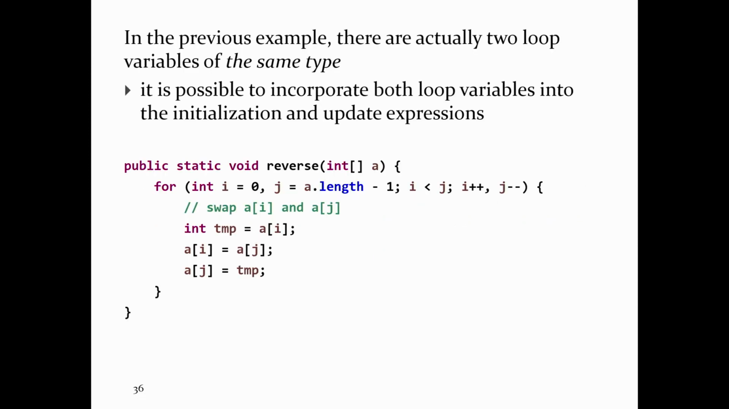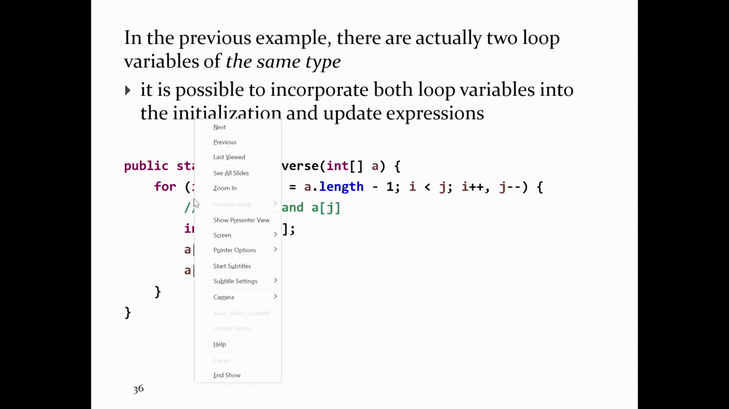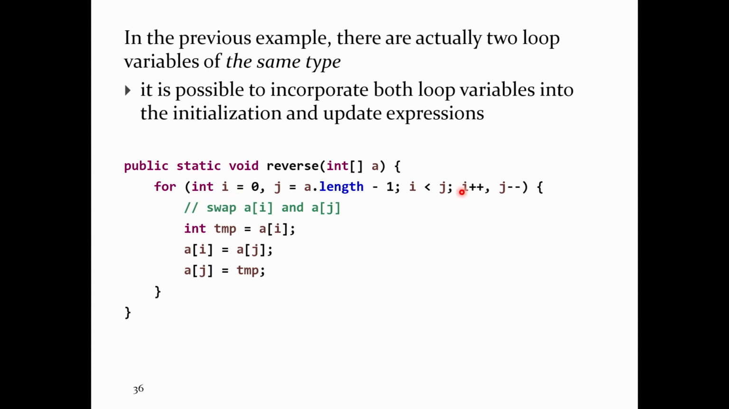Okay, so in that example, there are actually two loop variables, i and j. They have the same type in this particular example. So if you're writing a loop and you have multiple loop variables that all have the same type, then you're allowed to declare and use them inside the parentheses. So here I can write this as int i equals 0, comma, j equals a.length minus 1. In other words, I can bring the declaration of j into the loop itself. You separate the two loop variables with a comma here.